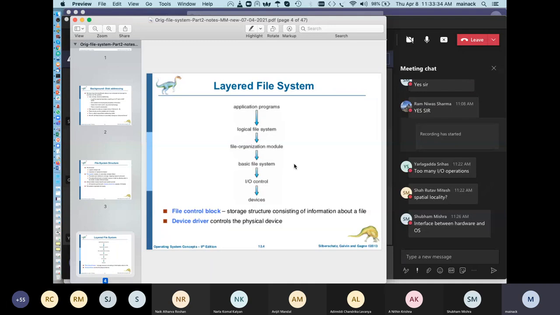Now the logical file system uses this file organization module, and it deals with all the metadata associated with the file. For example, who created the file, the name of the creator, the read or write mode, who can write what, and the date, the file ID, basically everything about the file except the data itself.